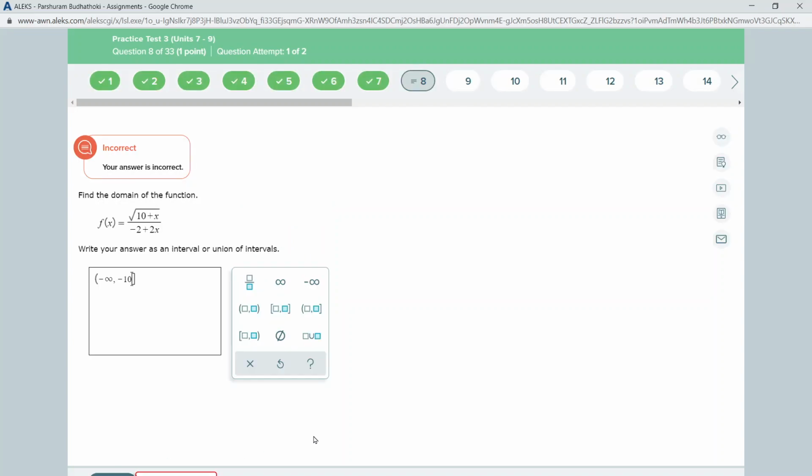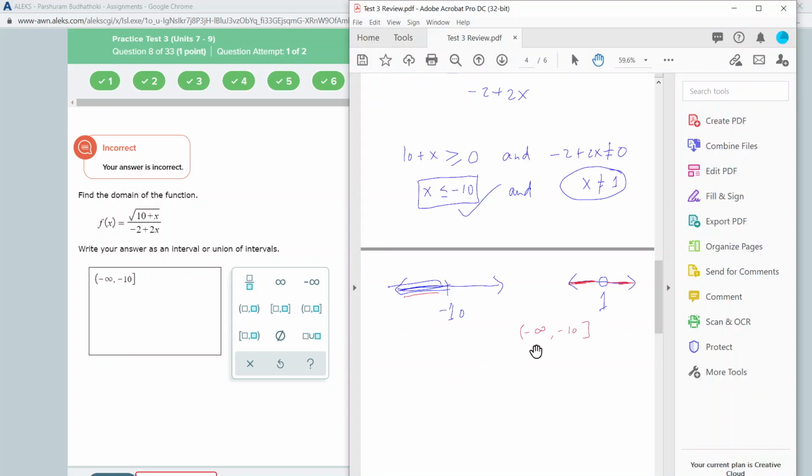Check it. Wow, what was the problem? Let's see one more time what I did wrong here. Did I do something wrong while solving it? 10 plus x would be greater or equal to 0. That means if I just subtract, x would be greater or equal to negative 10. Sorry about that.